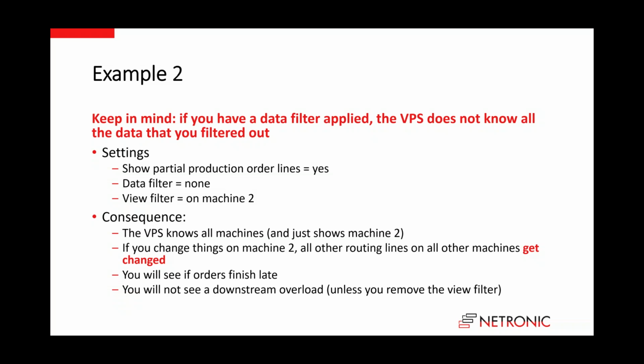And it knows all the capacity utilization, it just shows you the machine 2. And then if you change things on machine 2, all other routing lines on all other machines get changed, and you will see if orders finish late. So this is a big difference, and actually this tiny difference is something we built in Business Central. To my knowledge, this is nothing we have in NAV.